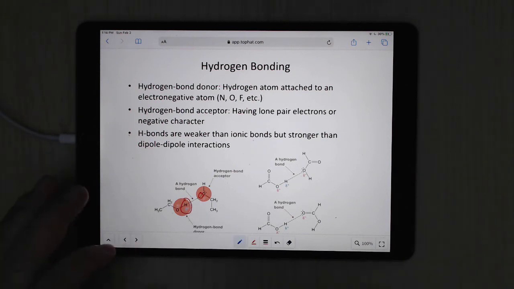Okay, and so water is particularly strong because it has two hydrogen bond donors and two hydrogen bond acceptors. It has the donors because it has two OH bonds, and it's got two sets of lone pairs which act as acceptors, and so you've got this huge network of hydrogen bonds.